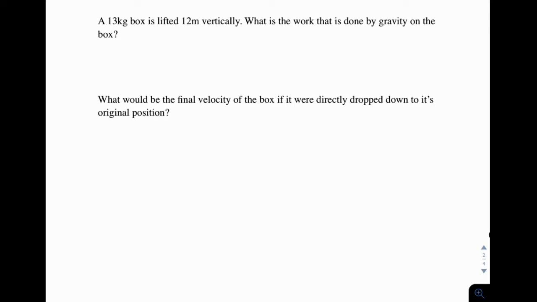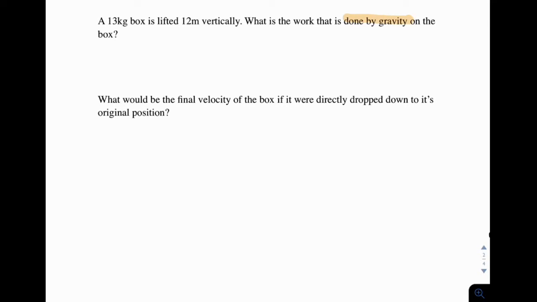And so in this first example, we have a 13 kilogram box that is lifted 12 meters vertically. And we are trying to find out what is the work that is done by gravity on the box. So that might sound kind of odd to you. What is the work done by gravity?